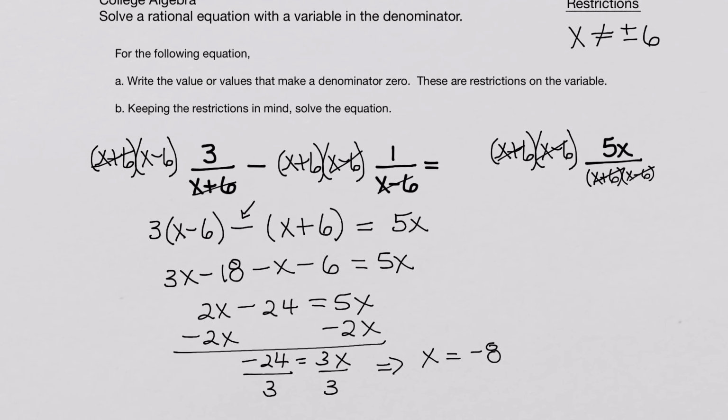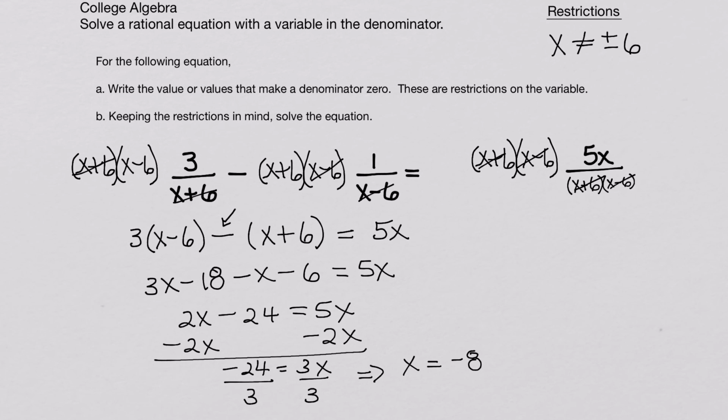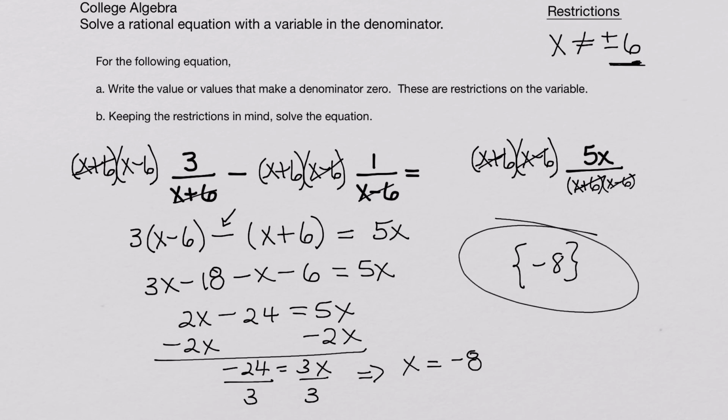Okay, well, let's take a look at the restrictions. That was plus or minus 6 we weren't allowed to use. Negative 8, totally cool. So I can write my solution in braces. And there, it looks nice and official. Final answer.